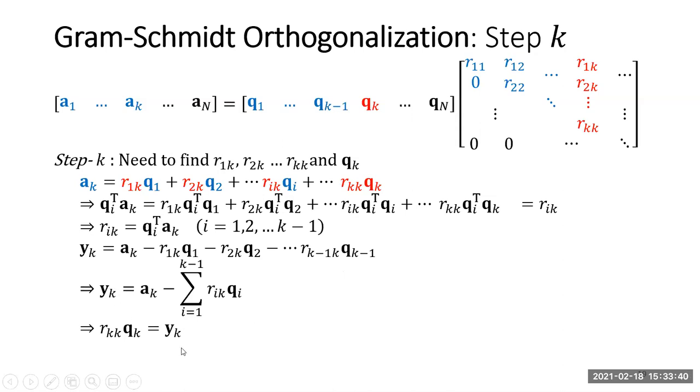Well, YK can be computed, right? Because now I've determined all these RIKs. And so YK can be computed. Knowing that QK is a unit vector, RKK is the L2 norm of YK, and a unit vector along the direction of YK will be QK. So QK equals YK over RKK.